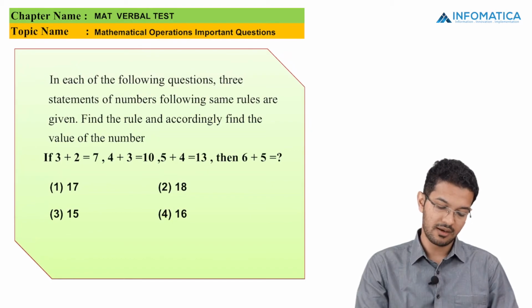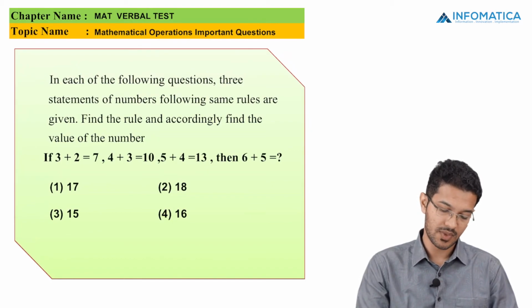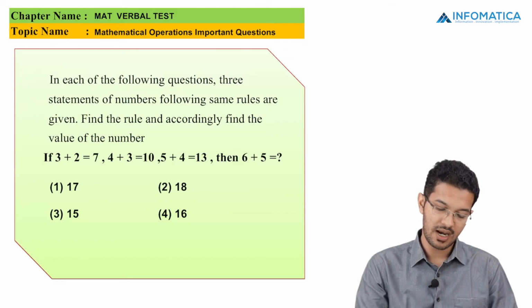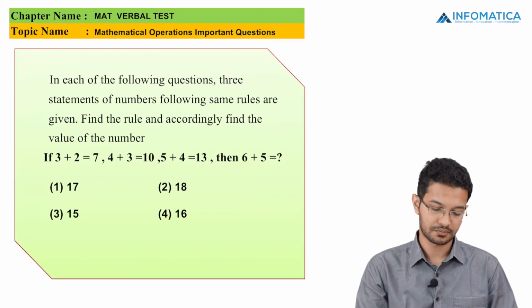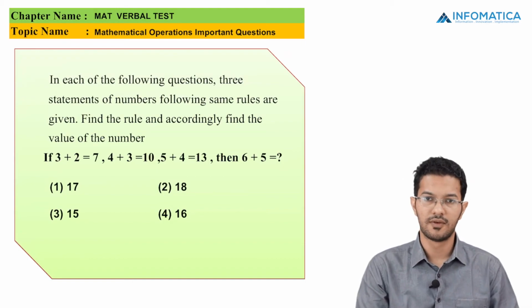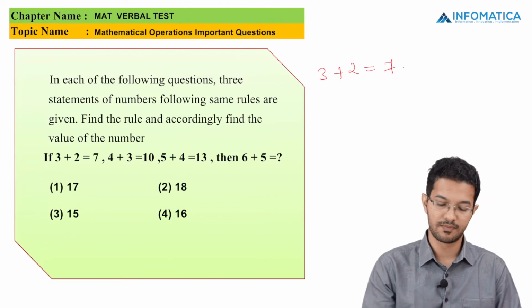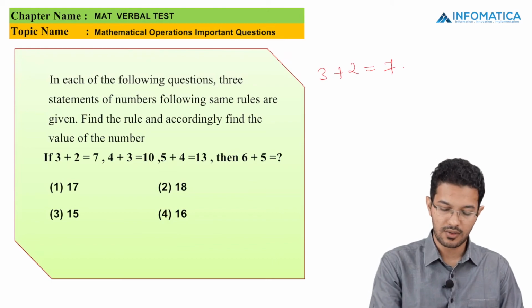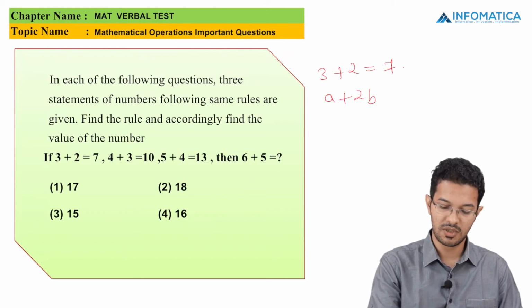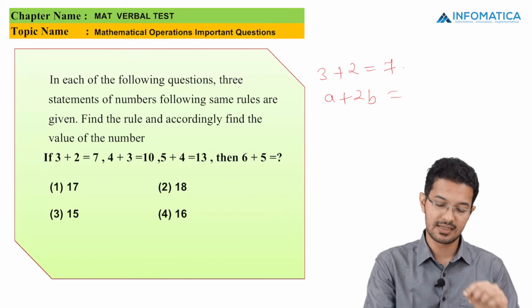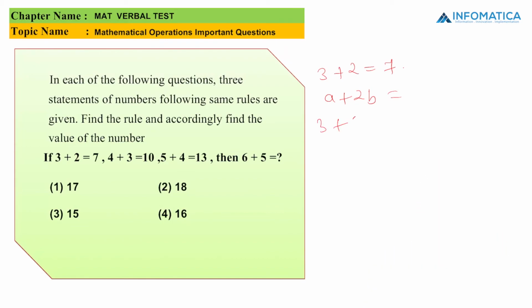It says if 3 plus 2 is equal to 7, 4 plus 3 is equal to 10, and 5 plus 4 is equal to 13, then find out 6 plus 5 is what? So students, let me take the first equation. It says 3 plus 2 is equal to 7. So now let me find out the rule. I can write it down as a plus 2b should give me the answer. If I take a as 3 plus 2 into b, my b is 2. So 3 plus 4 is giving me the answer as 7.